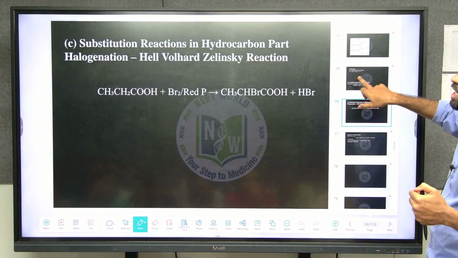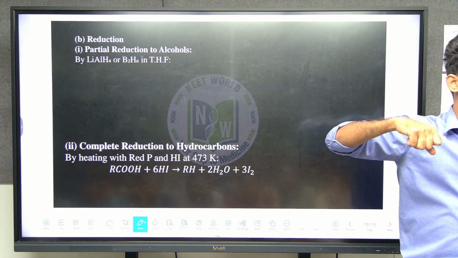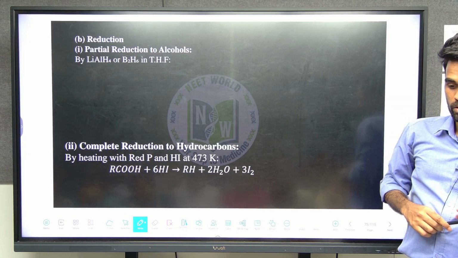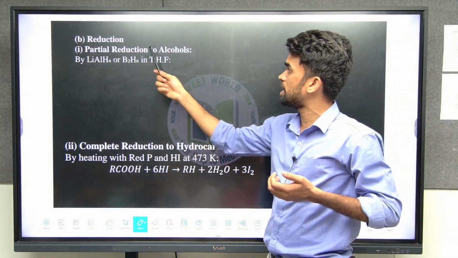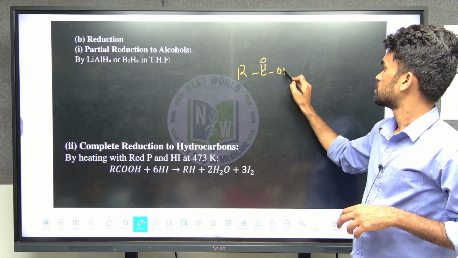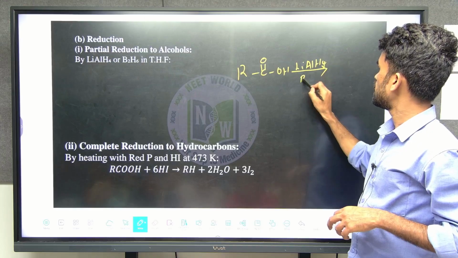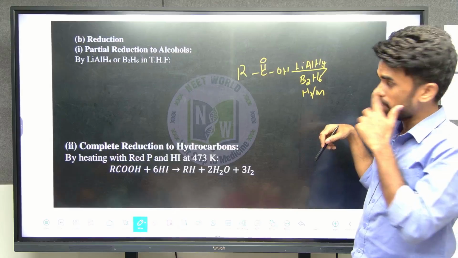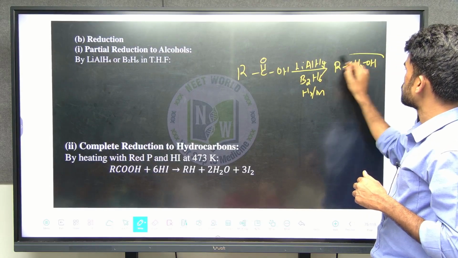Okay. Reduction table, do you remember? Yesterday's reduction table, we did it in the evening study hour. Open it once. So what are the suitable reagents that we have for reduction of carboxylic acids? Lithium aluminium hydride, B2H6, H2 with metal. Okay, so what products are formed here? Respective alcohols will be formed. The table is very, very important.